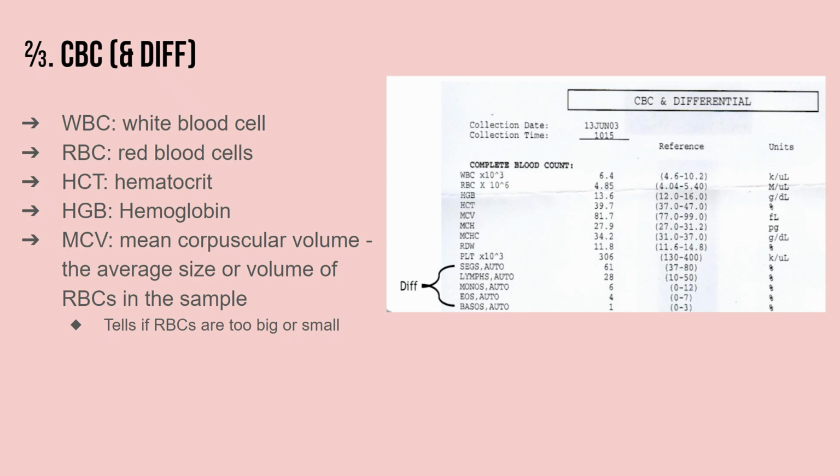And then here's a quick look at the CBC and differential, and what the different acronyms stand for. So white blood cell, red blood cell, HCT is hematocrit, HGB is hemoglobin, and then MCV, mean corpuscular volume. That's just the average size or volume of red blood cells in the sample. So it's telling you if your red blood cells are too big or too small or normal size.